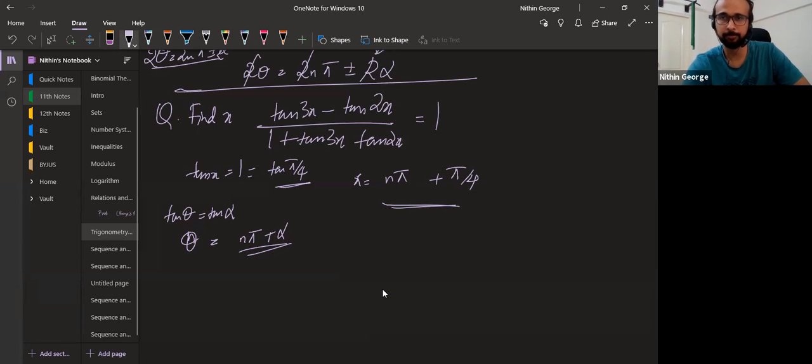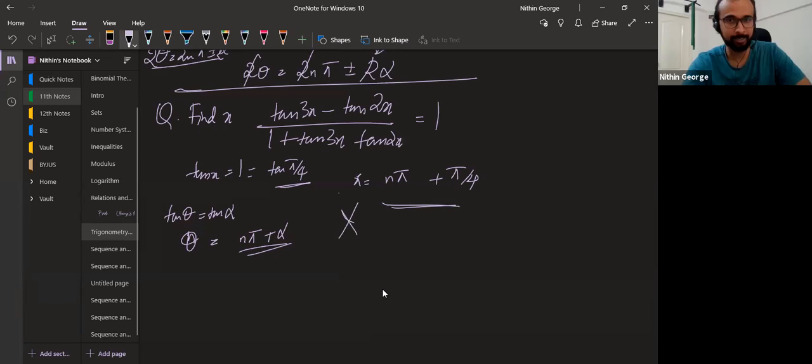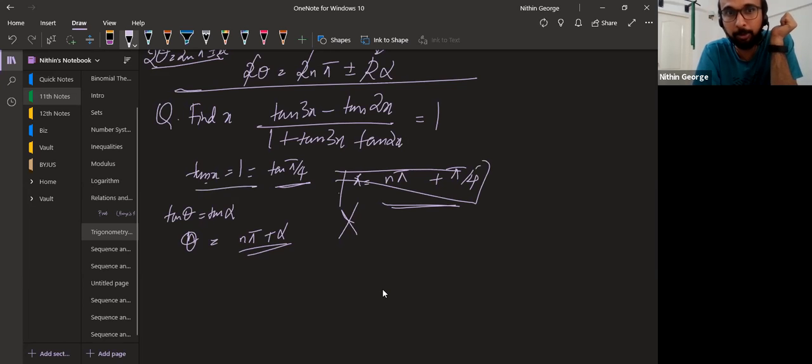What would you take? Option A. You will think it's option A, but it is wrong. So that's one tricky part about solving. When you find a solution, you have to put it back in the first equation and see if it works. If I put x equal to n pi plus pi by 4, it just means that tan x is equal to 1 is what I solved. But my question was this, right? There is a tan 3x here.